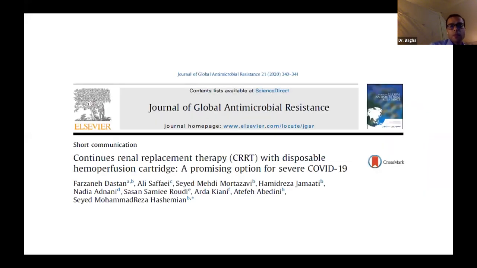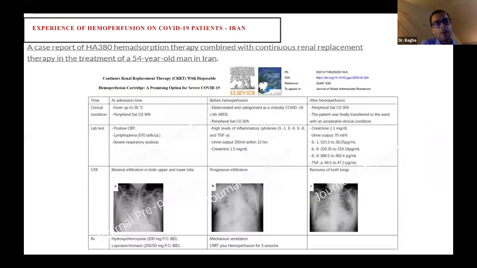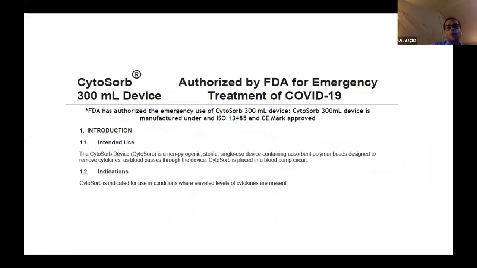Now, this was a paper from Iran, a case report of a patient in whom they used hemoadsorption therapy with CRRT. You can see that this was the initial chest X-ray of the patient, before hemoperfusion, and it has significantly worsened. After hemoperfusion, there was significant improvement and a reduction of the pro-inflammatory cytokines. Now, the FDA has also given authorization for the use of hemoadsorption as an emergency treatment for COVID-19.